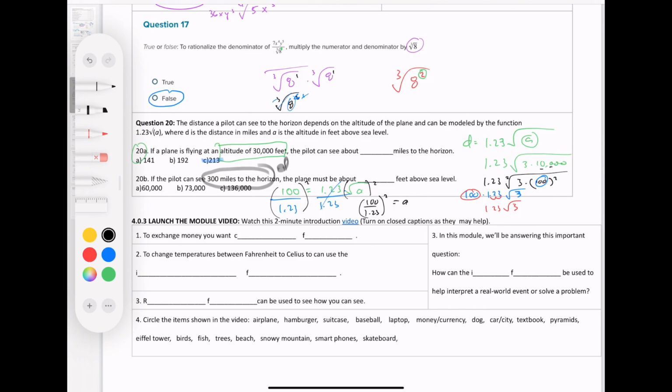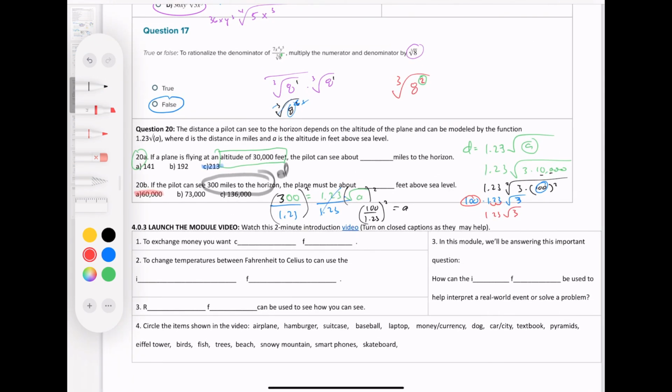Nope. Let's try that again. 100 divided by 1.23. Oh, 300. That's why. 300 divided by 1.23 is 243, and if I square that number, around 59,000, which is around A. Hope that was helpful. See ya.